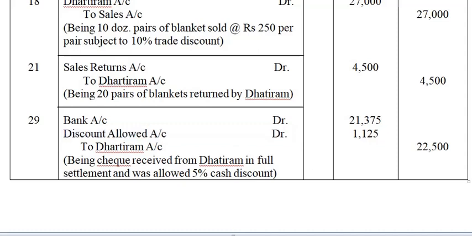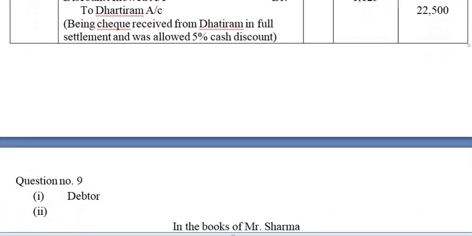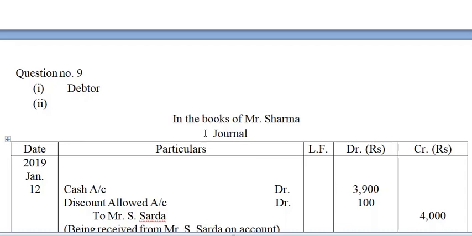Okay, now question number 9. So let us see what is this. In the ledger of Mr. Sharma, so that is in the books of Mr. Sharma. Okay, Mr. S. Sarda account. Okay, so that is a debtor account. It's very simple. Just by looking at this balance, we can say that it is a debtor account.